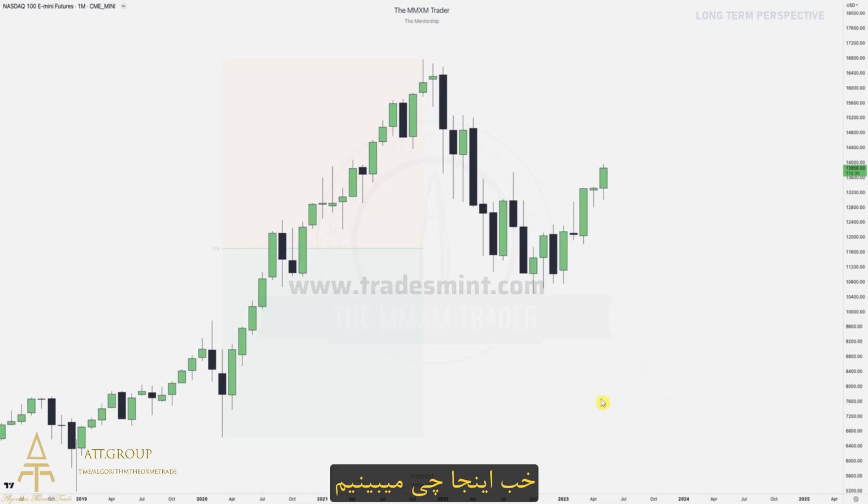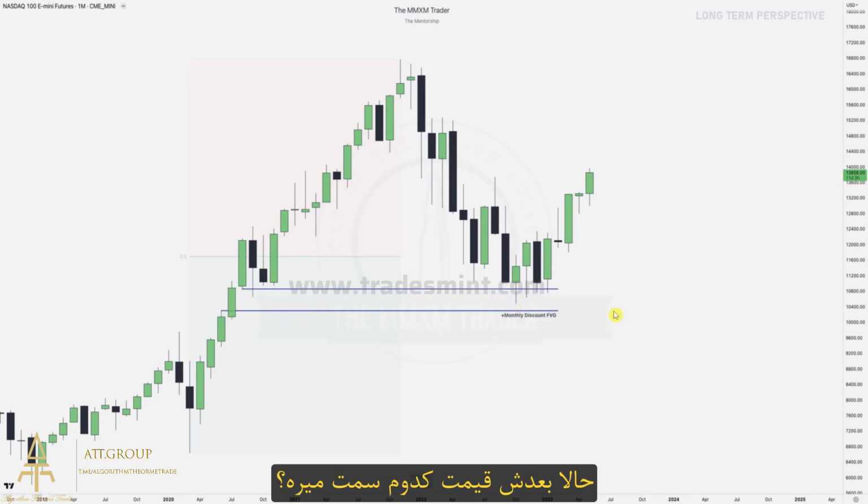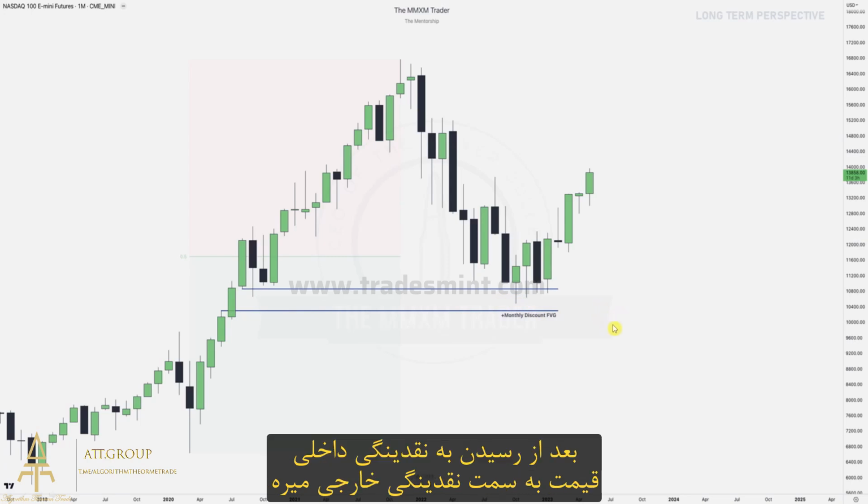So what do we see over here? We've got a monthly fair value gap, right? Internal range liquidity. So where do we want to go next? What do we do after we take internal range? We go to external range, right?